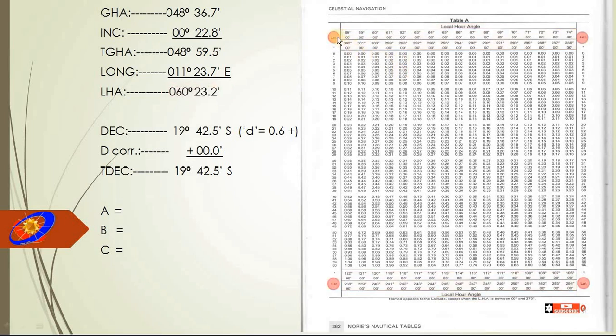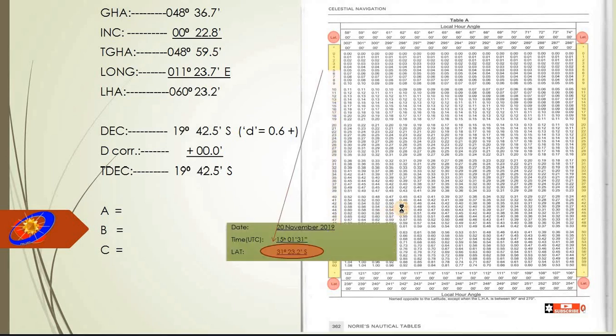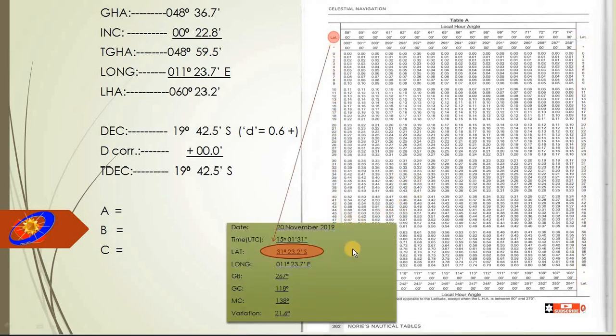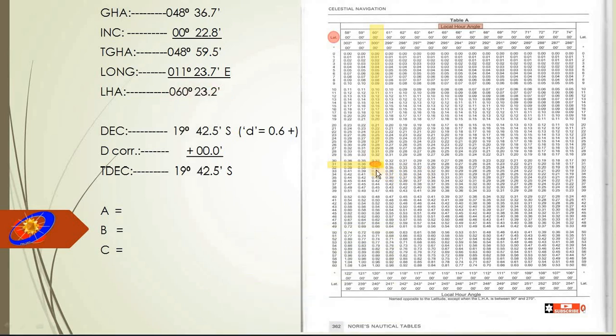Okay, so latitude, this is the line of values of latitudes, yes, and we're going to need the data from before, the latitude, which is 31 degrees 23.2 south. Yes, LHA first here, and 31 degrees here, so their intersection is 0.35, and that's what we're going to put here on the value of A.